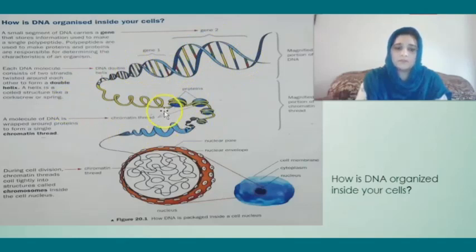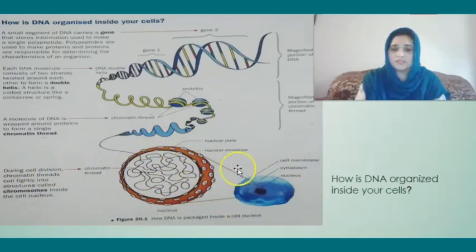So next comes the chromatin thread. How chromatin threads are coiled around the histone proteins is shown here. A molecule of DNA is wrapped around histone proteins to form a single chromatin thread. So you can see here the magnified portion of a chromatin thread. After that, chromatin threads are shown inside the nucleus. This is the nucleus. During cell division, chromatin threads coil tightly into structures called chromosomes inside the cell nucleus.